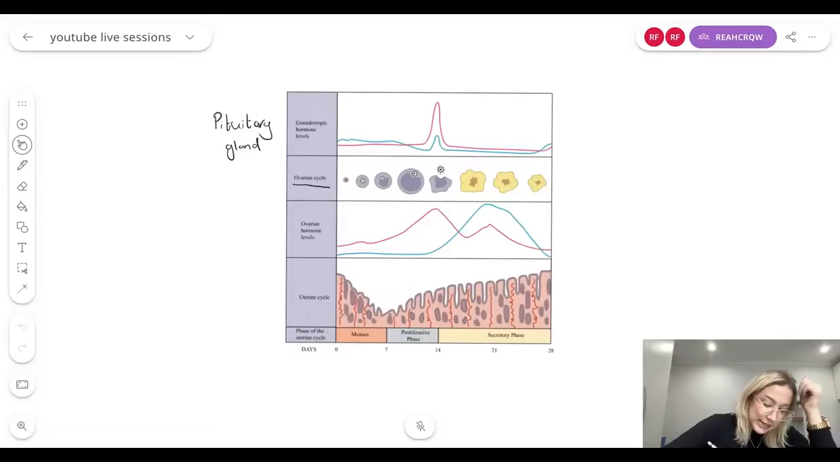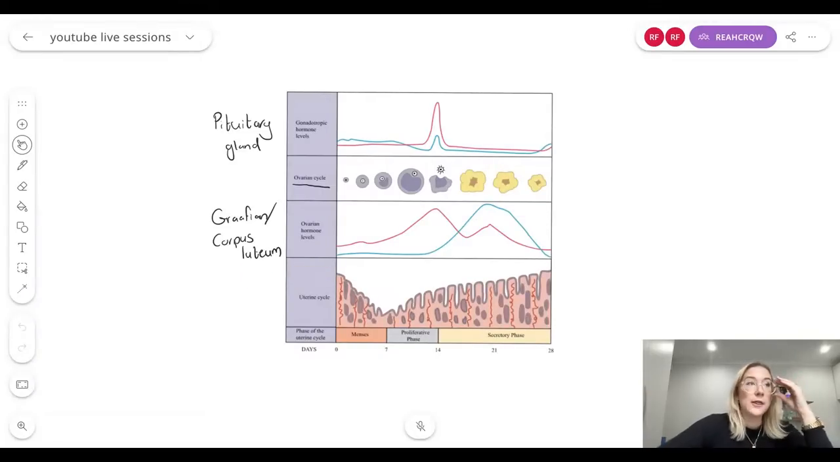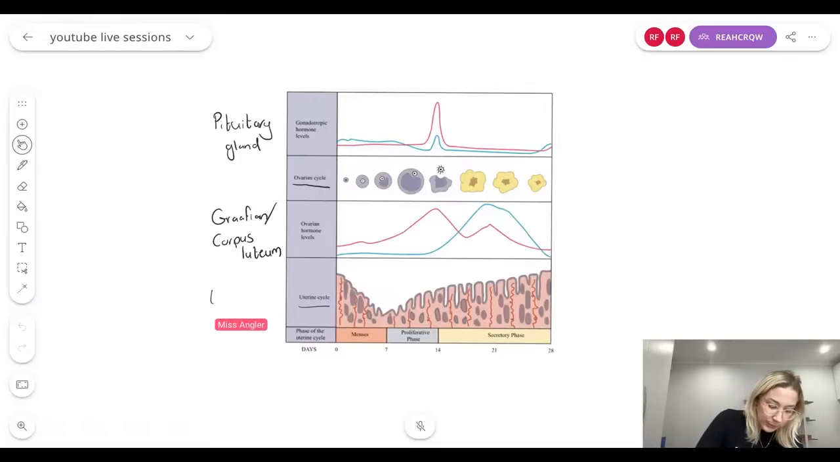And then the next one is the ovarian hormones. So these are all of the hormones that are either coming out of the Graafian follicle or coming out of the corpus luteum. Because remember, the corpus luteum and the follicle were once the same structure. They've just changed shape and function, so they must change name. And then the last bit down here is the uterine cycle, and this is the layers or how thick the endometrium is. So this is endometrium thickness.